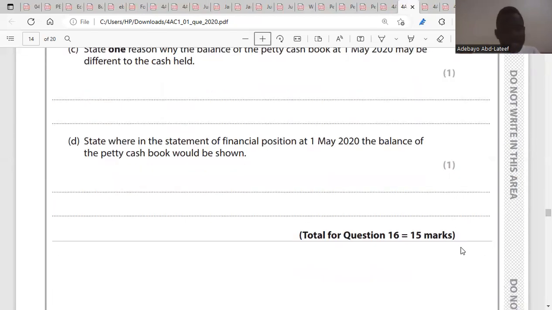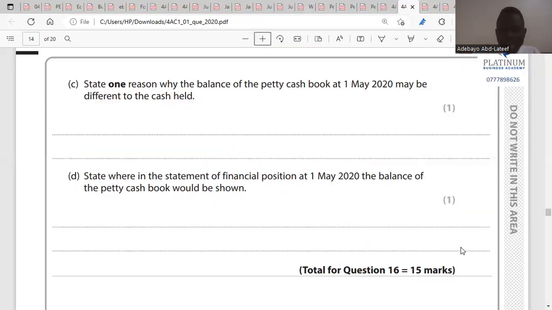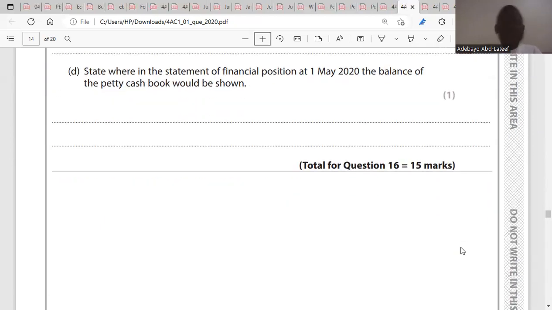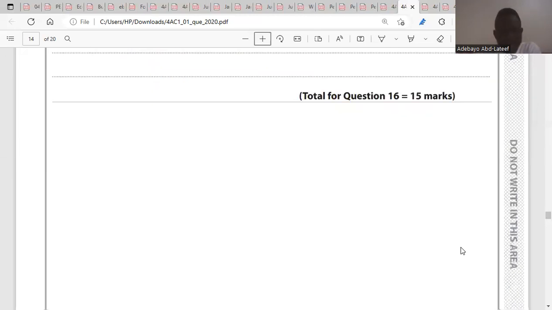D, they said, state where in the statement of financial position at 1 May 2020, the balance of petty cash book will be shown. It will be shown in your current assets. Your statement of financial position has 4 items. We have the current assets, the current liabilities, the non-current assets, the non-current liabilities. For the balance of your petty cash book, you record it in your current assets. Is it clear? Are you with me? Yes. All right, I wrote it down already for you.